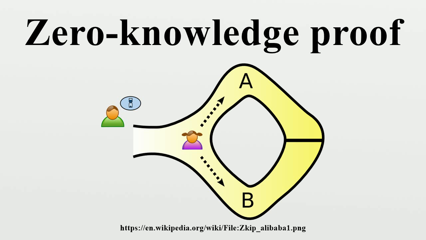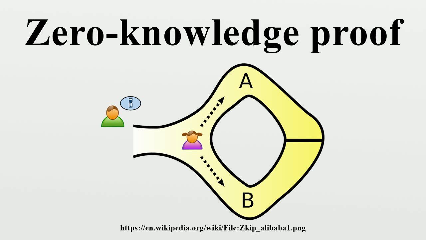First, Victor waits outside the cave as Peggy goes in. Peggy takes either path A or B. Victor is not allowed to see which path she takes. Then, Victor enters the cave and shouts the name of the path he wants her to use to return, either A or B, chosen at random. Providing she really does know the magic word, this is easy. She opens the door, if necessary, and returns along the desired path.